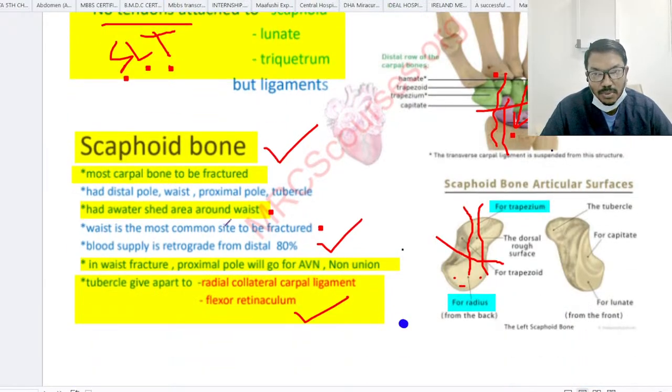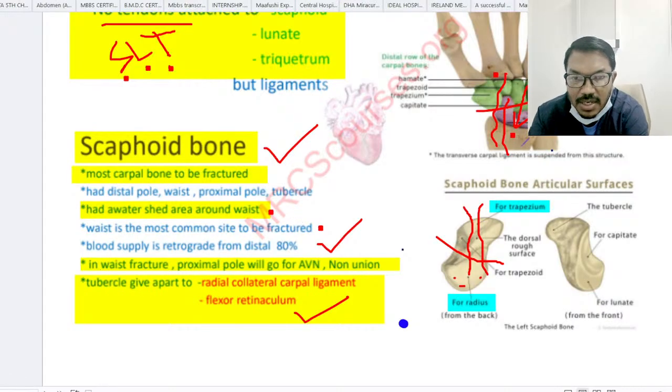The scaphoid is the most commonly fractured carpal bone. This is also a question: which carpal bone is most commonly fractured? The scaphoid. The watershed area is around the waist. Most important, blood supply is retrograde, from distal, about 80%. In scaphoid fracture, the proximal pole will go for avascular necrosis and non-union.